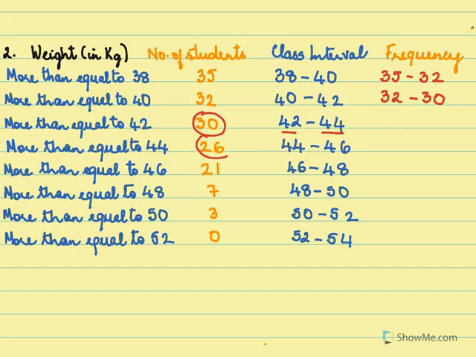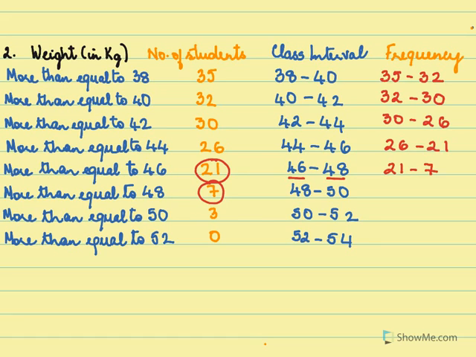So 42 and 44, we subtract these two. That is 30 minus 26. Then 44 to 46, so the frequency of 44 and 46, so 26 minus 21. Next, between 46 and 48, so here is 46, 48, so 21 minus 7.